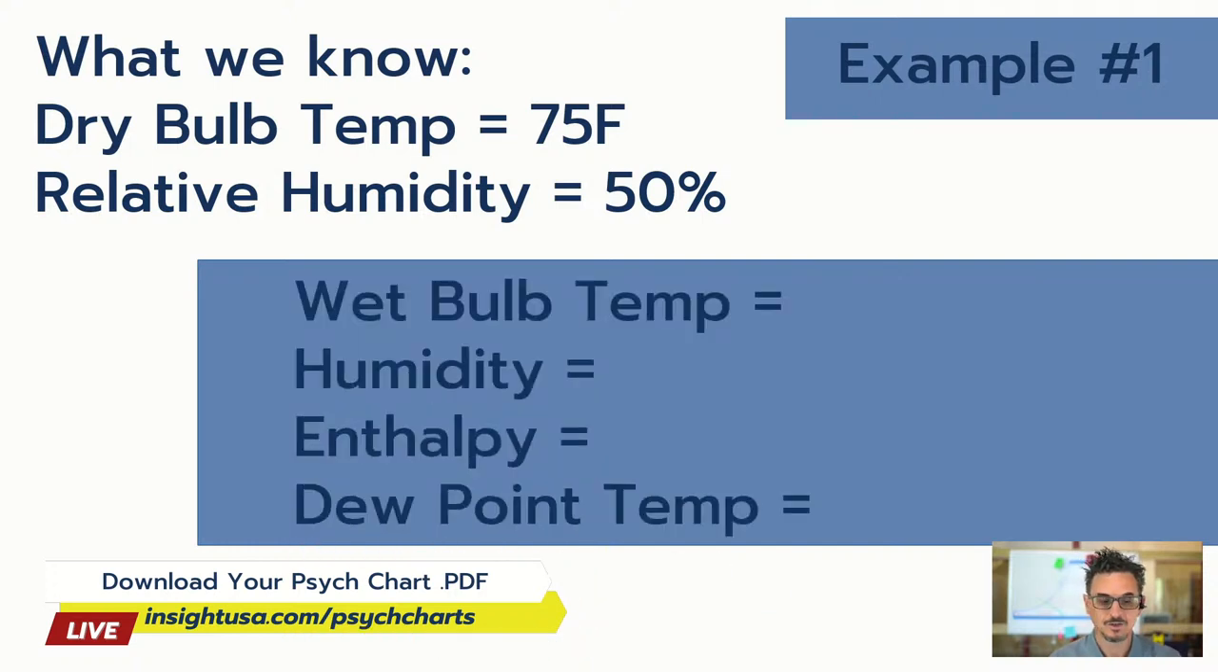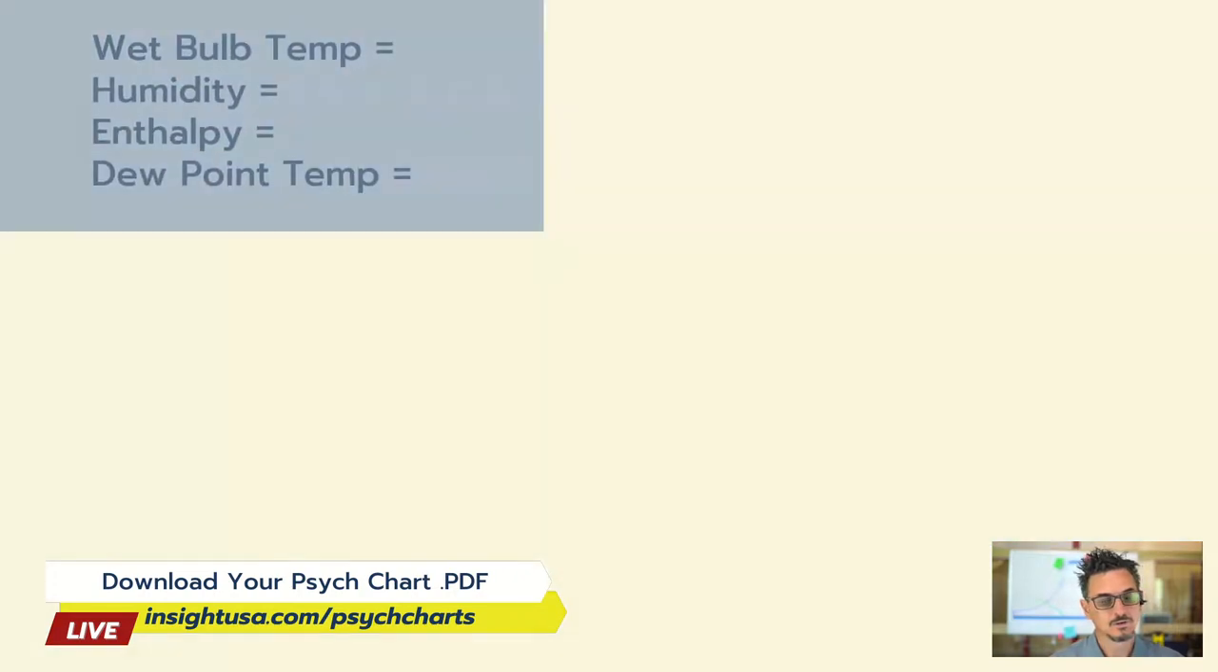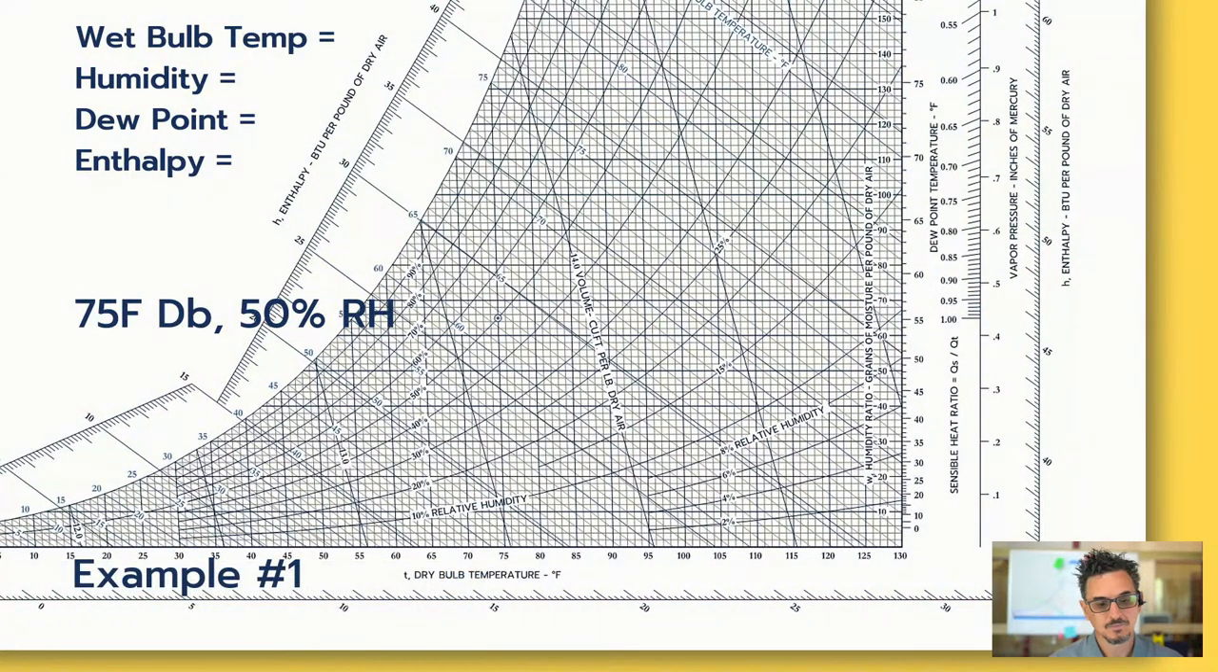Let's use the psychrometric chart to determine these other properties of air, which we talked about earlier: wet bulb, humidity, enthalpy, and dew point. So if you have a chart handy, go ahead and find 75 degree dry bulb. Give you a second to find that. And you could draw that in, which is right there.